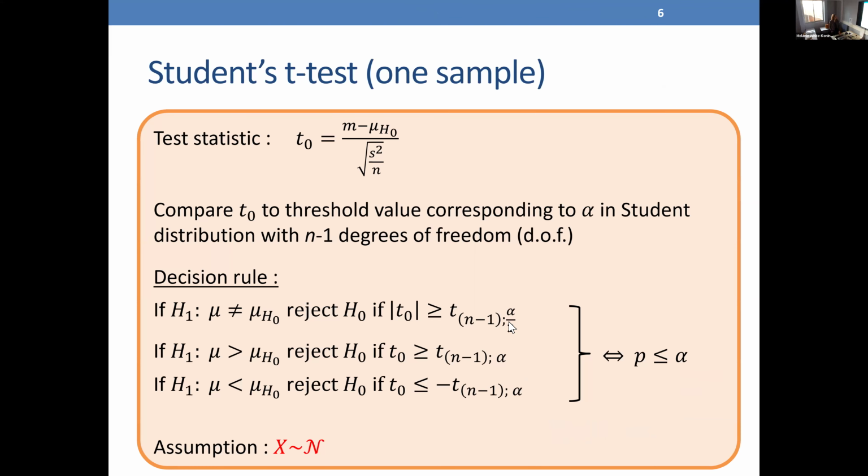So when we have one sample, the easiest test to use is a Student's t-test, where the test statistic looks at the mean minus a reference mean over the square root of s squared over n. So this is the observed mean, this is the reference value, this is the variance of the sample, and this is the size of the sample. And we compare this test statistic to the threshold value, le seuil, in a Student distribution with n-1 degrees of freedom, or you look at the p-value, the degree of significance, and compare it to alpha.